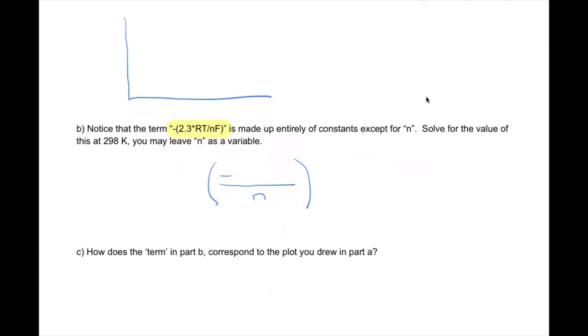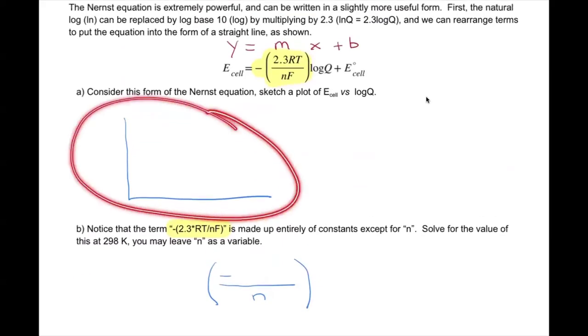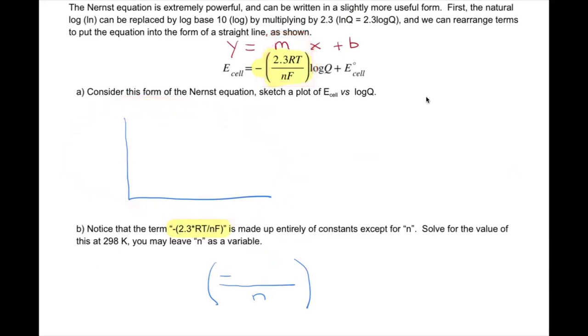We're then going to look at that, in part C, and ask ourselves, what is this term with respect to this plot? What is this term on your plot? Is it the slope? Is it the y-intercept? Is it your x value? Is it your y value? What is it with respect to the plot?